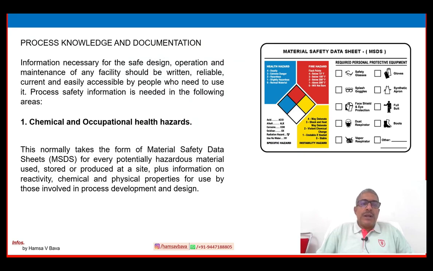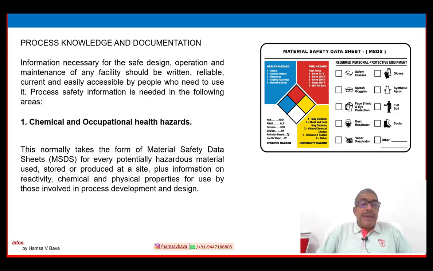Information necessary for safe design, operation and maintenance of any facility should be written, reliable, current and easily accessible by people who need to use it. Process safety information is needed in the following areas. So each and every area, this process safety information is required. It should be written, reliable, simple to read and understand. So number one, process documentation, process knowledge and documentation.